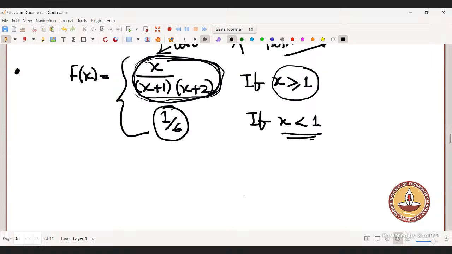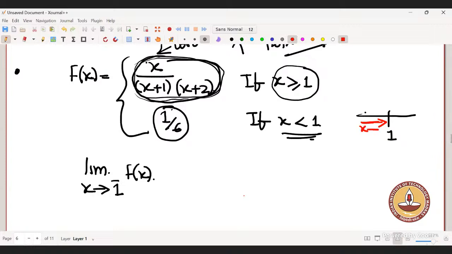You need to find the left hand limit, right? So you are coming to 1 from the left hand side, right? And when you are coming from the left hand side, the value of x is less than 1, right? Correct. So when x is less than 1, what is the value of the function? 1/6. 1/6, right?